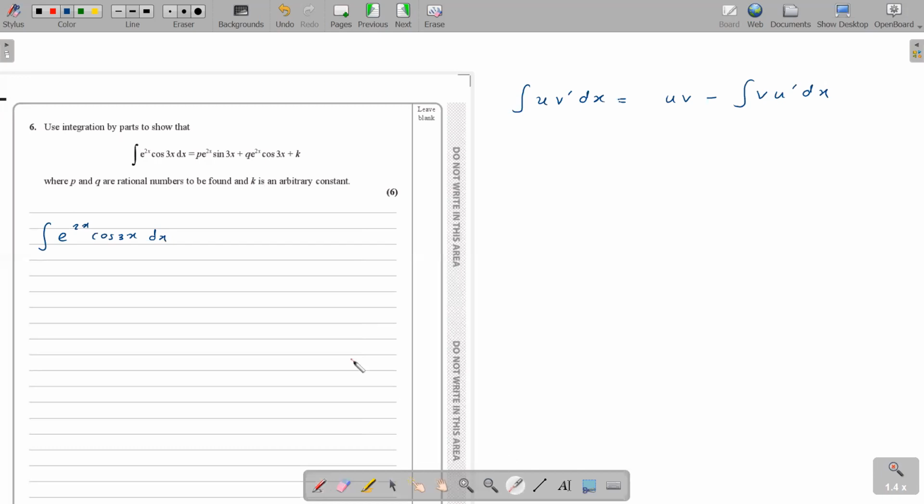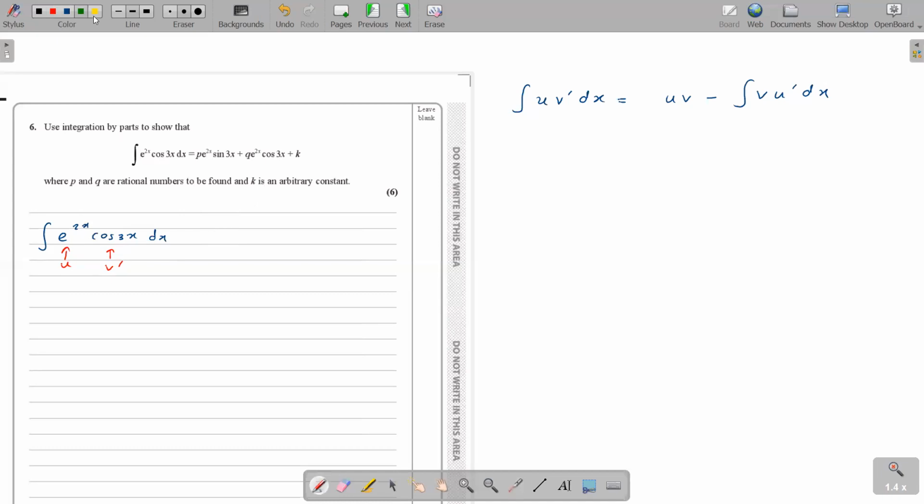But you can see here both terms are differentiable. Both terms are also integrable. And by continuous differentiation, is it possible to make either of these two equal to 0? No. So therefore, you can choose u and v dash in any way you like. If you want, you can use u as e to the power 2x and v dash as cos 3x, or you could use v dash as e to the power 2x and u as cos 3x. There's absolutely no problem. Whichever way you do is fine, because here both are differentiable and integrable.